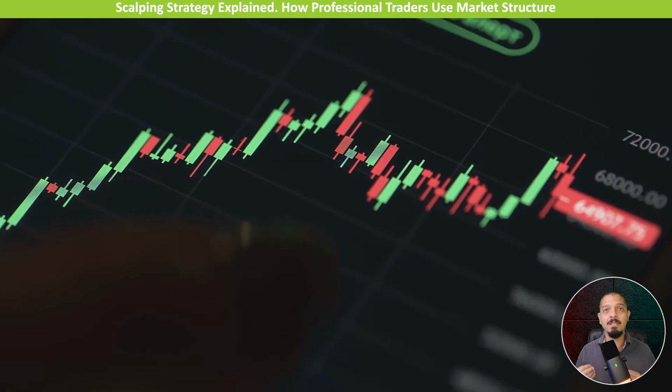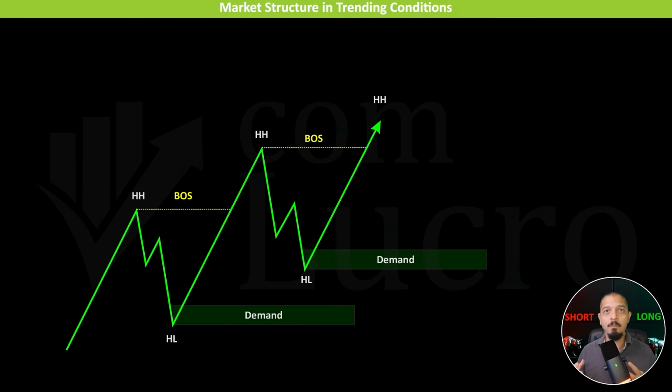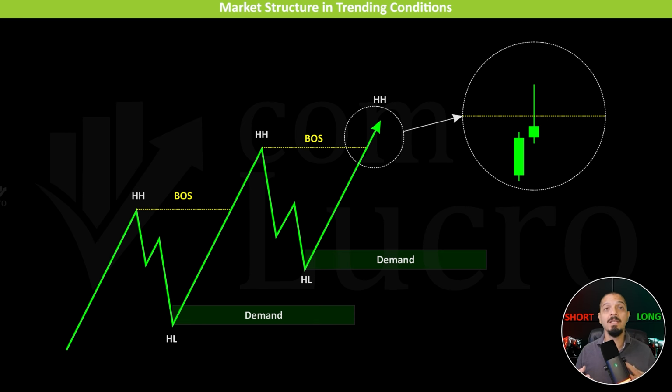Now, let us start with market structure. When the market is moving in a clean uptrend and price keeps advancing, it consistently respects demand zones and breaks structure to the upside. Put simply, in classical terms, it prints higher highs and higher lows. Every time a structural level is broken, a fresh demand zone is automatically formed. This break of structure is only considered valid when a candle clearly breaks through and closes above the level.